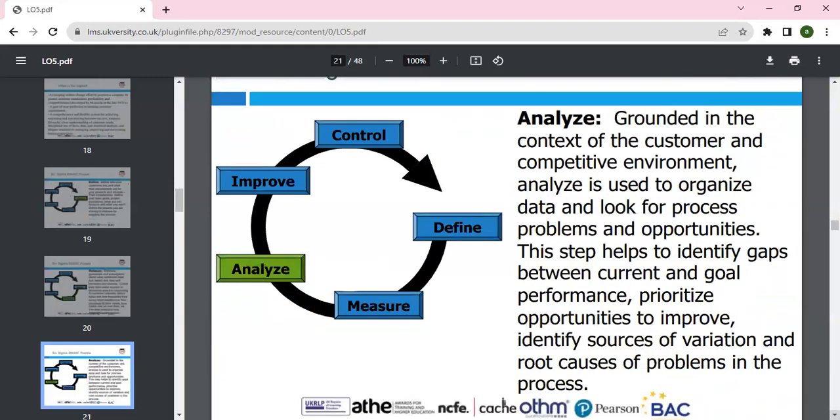And you analyze the data in the context of the customer's competitive environment, using organized data, and look at the process and the problem and opportunity. This step helps find the gap between the current state and the goal, which we will carry on doing.